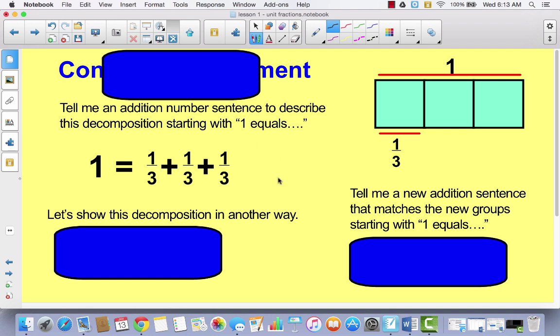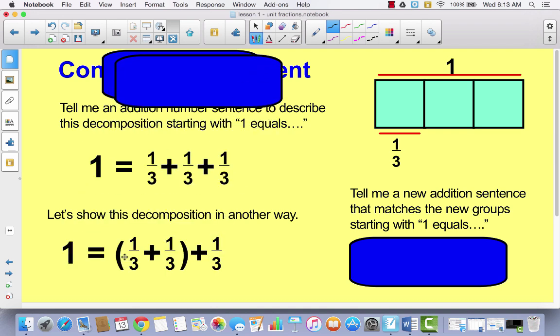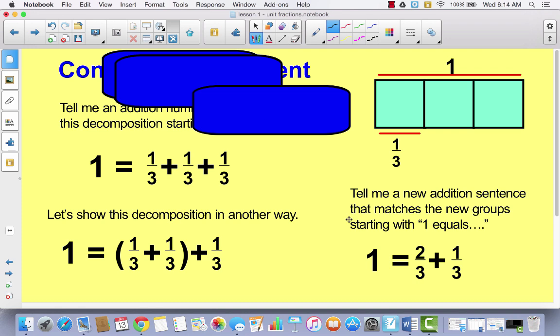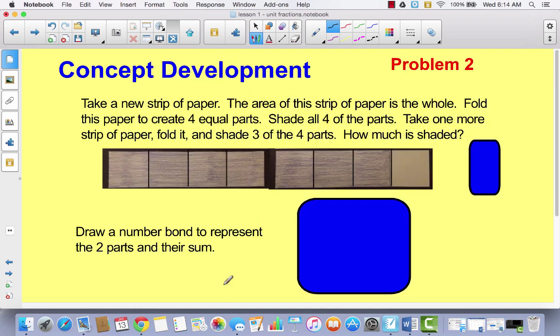Now let's think of another way that you can decompose this whole into thirds without it being 1/3 plus 1/3 plus 1/3. You could also use this number sentence. It's 1 equals 1/3 plus 1/3 plus 1/3, but notice we have parentheses around 2 of the 1/3. So when you see parentheses in any number sentence, that means that you're going to do that first. So how would it change if I added these together? Instead of being 1/3 plus 1/3 plus 1/3, it would look like this. 1 equals 2/3 plus 1/3. So this is another way to say 1, and we decompose it into 2/3 plus 1/3. Okay? All right.